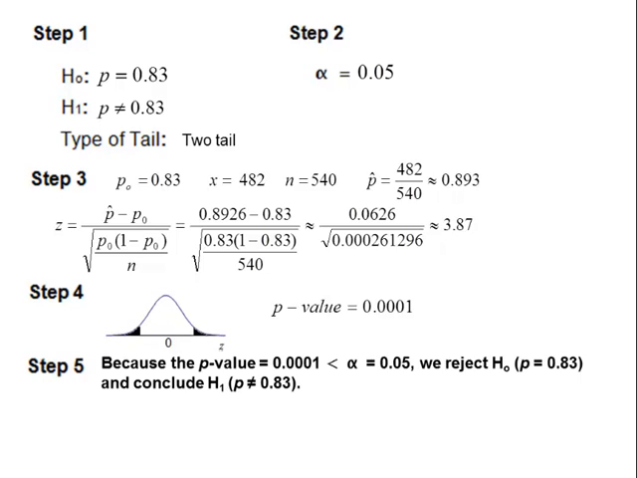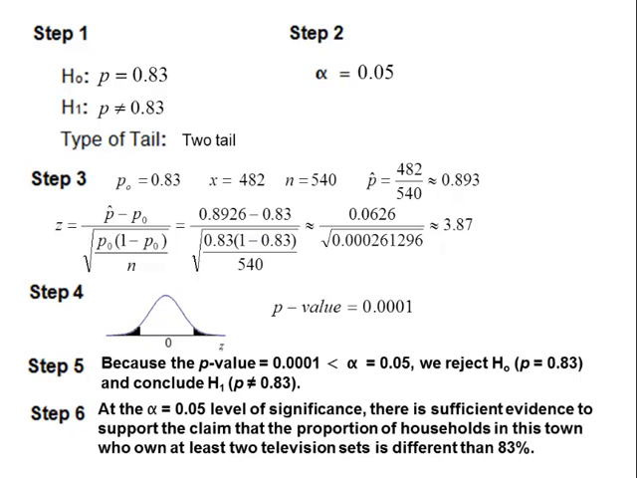So the conclusion of our test, number 6, we would say at the alpha equal 0.05 level of significance, there is sufficient evidence to support the claim that the proportion of households in this town who own at least 2 TV sets is different than 83%.